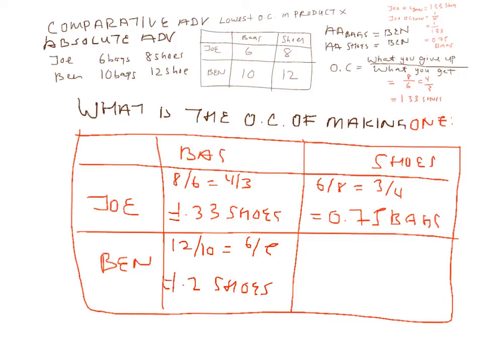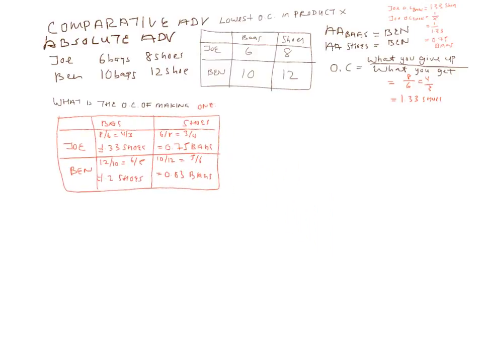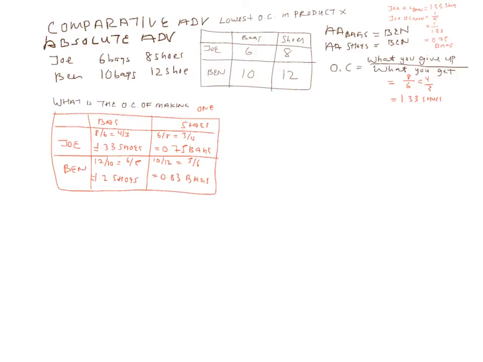If Ben is going to make just 1 pair of shoes, he's going to give up bags. He can get a maximum of 12 shoes, but give up 10 bags. 10 over 12 is correct. 5 over 6 is correct. 0.83 bags is correct. So now we've worked out Joe and Ben's opportunity cost of making 1 bag or 1 shoe. We've got that information, we put it aside.